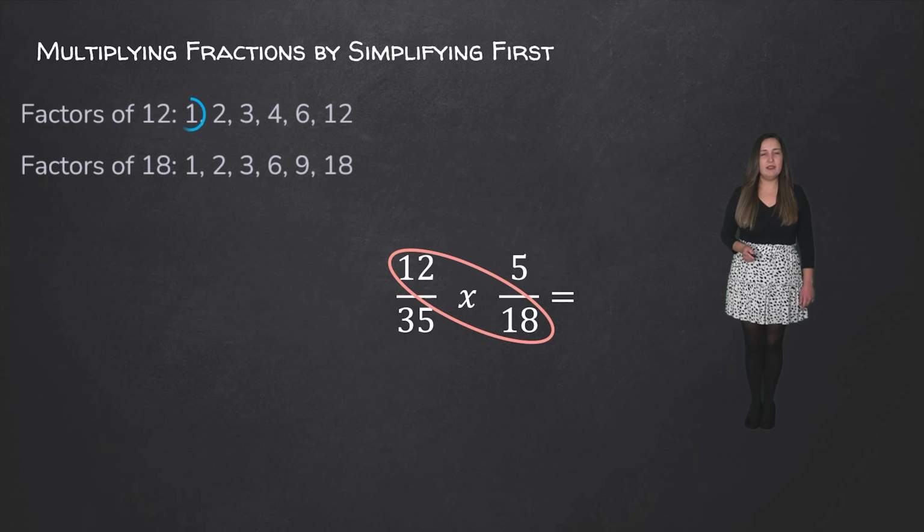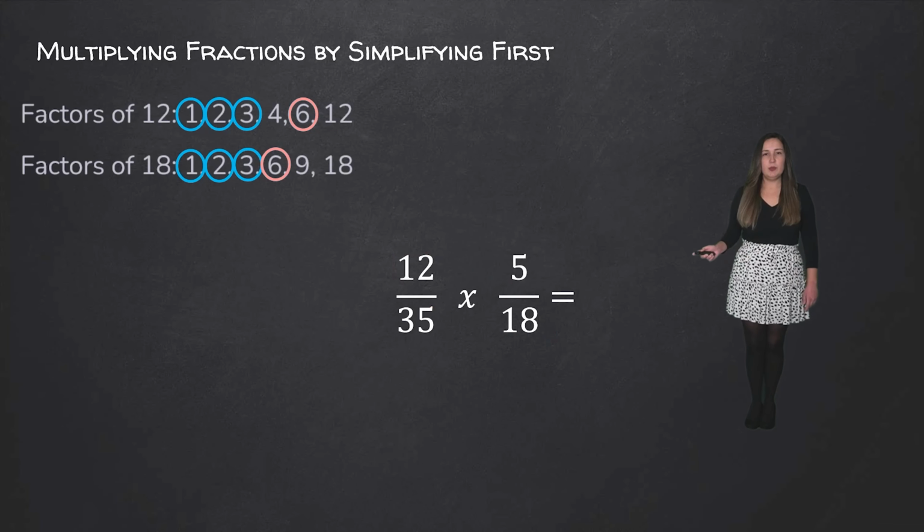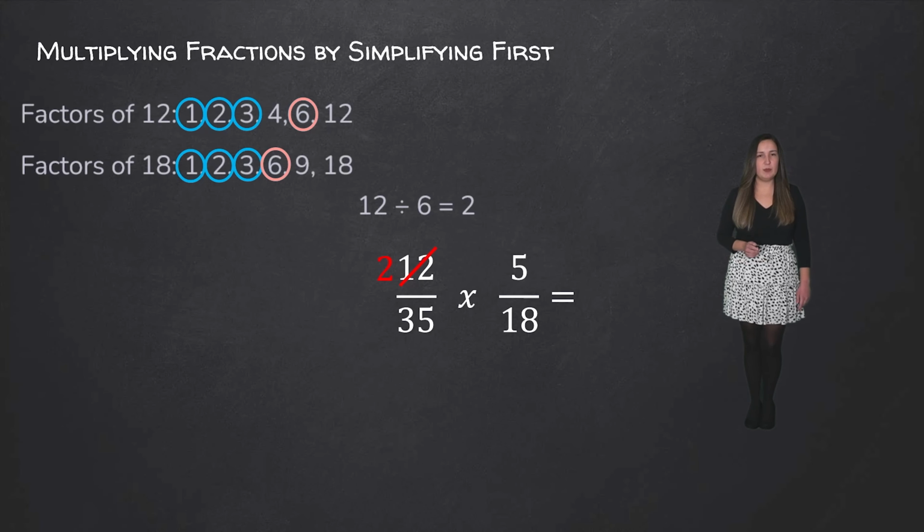And they have a common factor of 1. They have a common factor of 2. They have a common factor of 3. And they have a common factor of 6. And because 6 is the greatest common factor, we're going to go with that one. We're going to start off by crossing out the 12 and dividing it by 6. 12 divided by 6 is equal to 2, so we're going to replace that number with a 2.